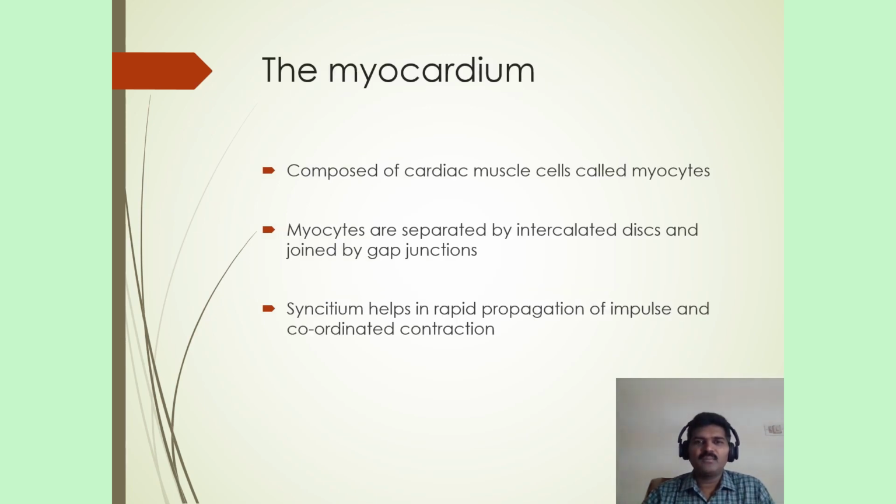Coming to the myocardium. Myocardium is the wall of the heart. It's composed of cardiac muscle cells called the myocytes. Myocytes are separated by intercalated discs and joined by gap junctions. It's a syncytium. You all know what is a syncytium. Syncytium is an endless structure. Because of these gap junctions in the intercalated discs, the whole of the myocardium acts as a single muscle fiber. Syncytium helps in rapid propagation of impulse and a coordinated contraction.